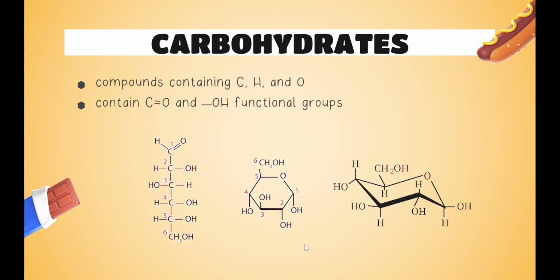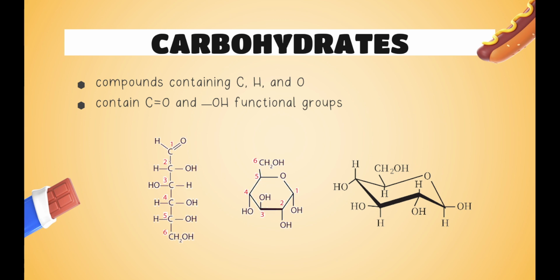Now, when we look at the structure of carbohydrates, they contain carbon, hydrogen, and oxygen molecules. In that, carbohydrates contain a carbon double bond O and an OH functional group. So, looking at the molecules present in the structure of carbohydrates, what differentiates carbohydrates from protein is that protein contains nitrogen.